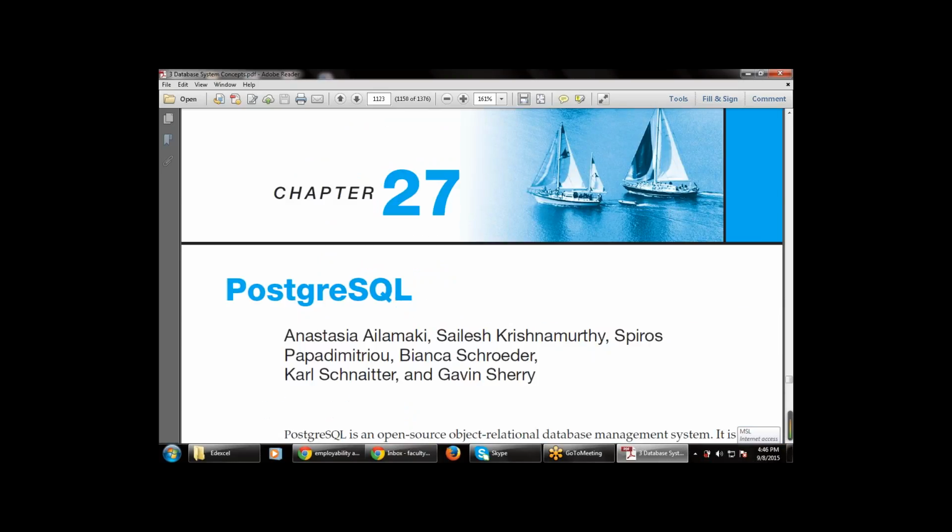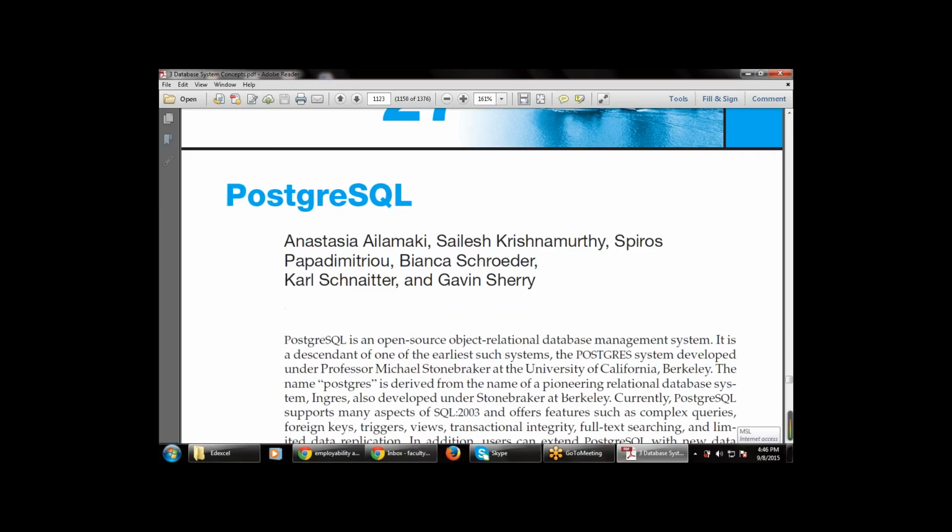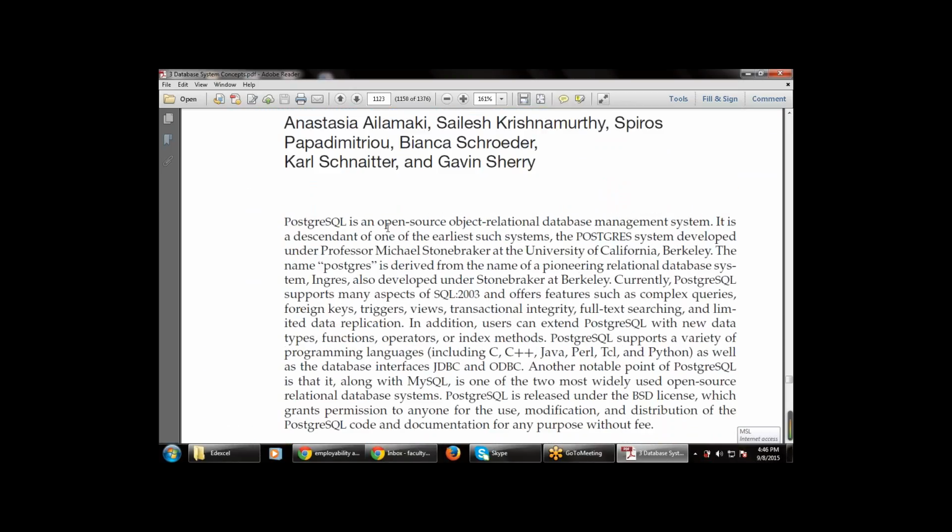Now chapter number 7 is PostgreSQL. It is an open source object relational database management system. Open source means that it is available to each and everyone. There is no foundation restricting access to the database management system, that is, the object relational database management system.